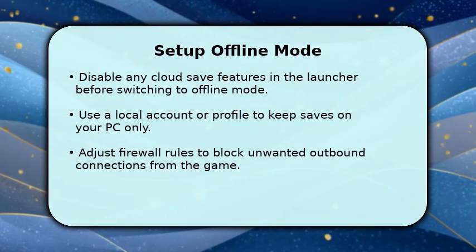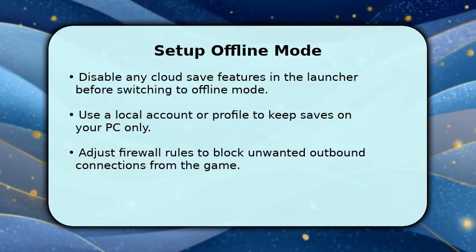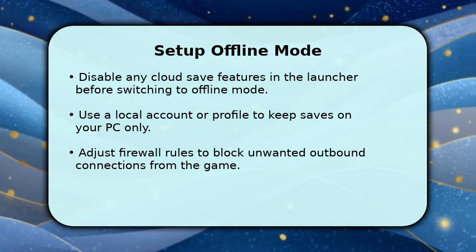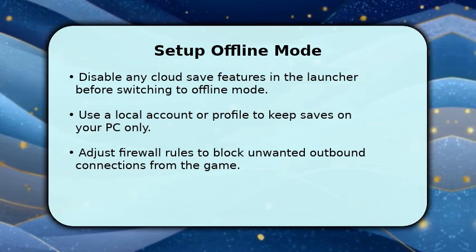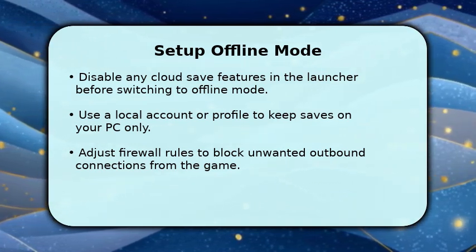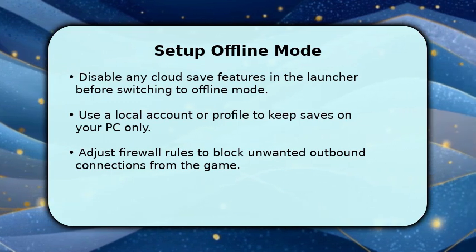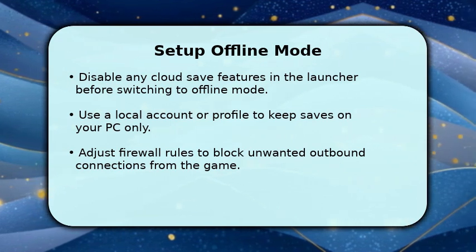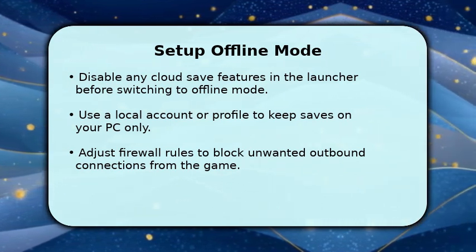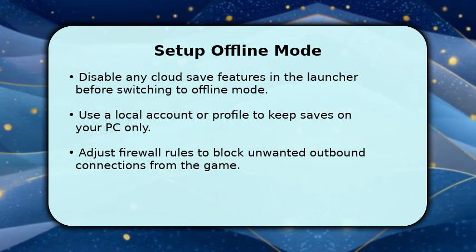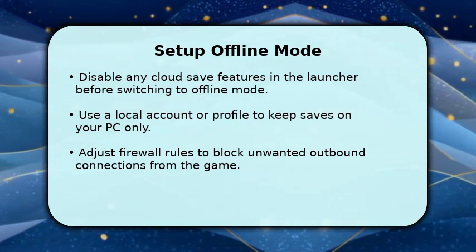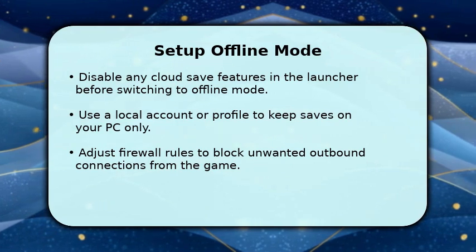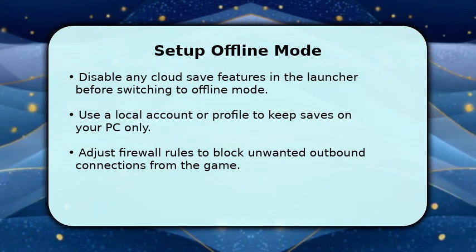Configure offline play by disabling Cloud Sync and choosing a local profile in the launcher. Next, edit the game's shortcut or config to use the local executable and bypass online checks. If needed, create a simple firewall rule to prevent the game from reaching online servers while you play. After changes, launch and confirm your character and inventory persist between sessions for reliable single-player action.